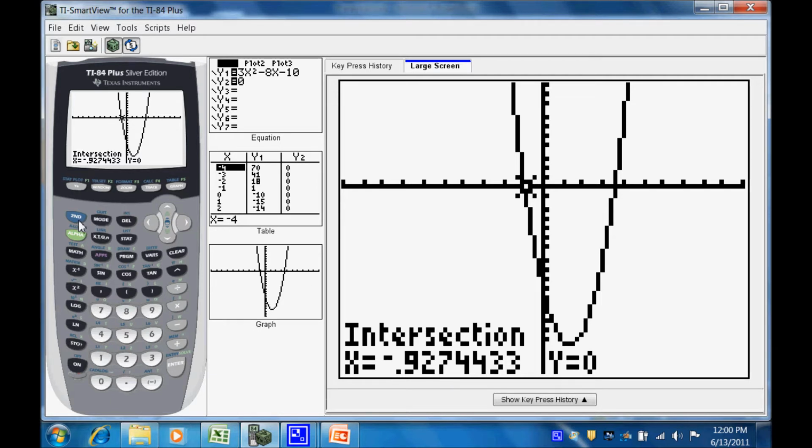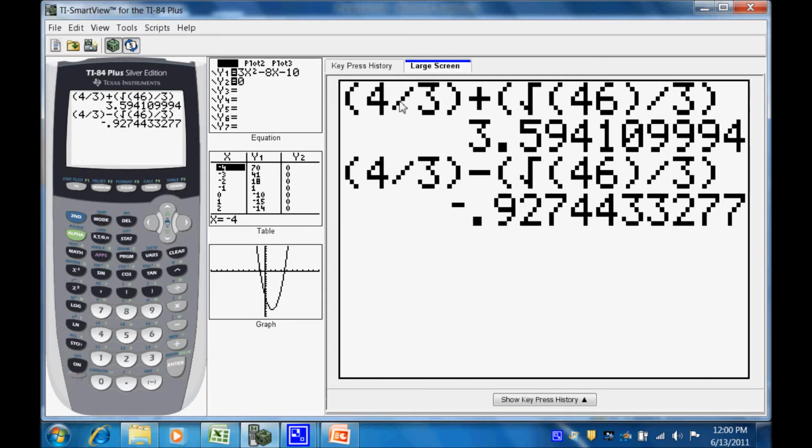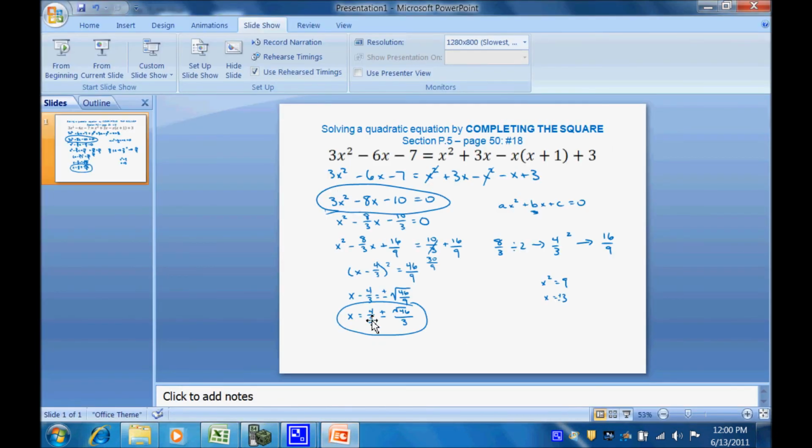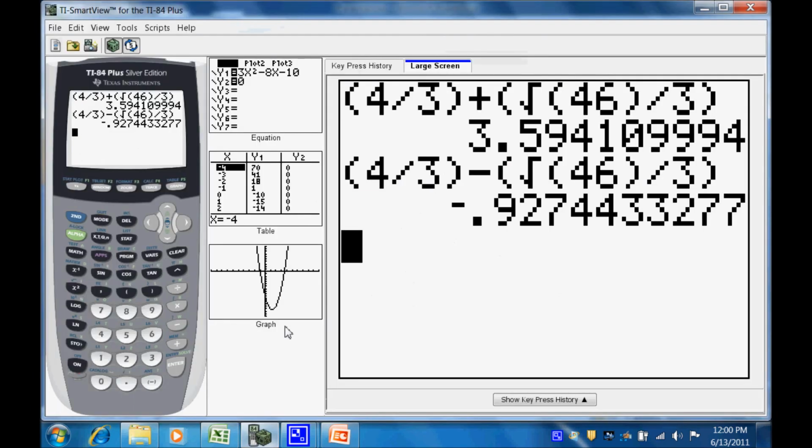Now I'm going to go to my home screen. I knew what answers we were going to get, so I plugged them in. So this is what we got from completing the square. Remember, 4/3 plus square root of 46 over 3, and 4/3 minus the square root of 46 over 3. And notice these decimals that we got by plugging in our completing the square work are the exact same as our graphing values. Okay, sure, the graphing was easier, but one plus here is when we completed the square, we got exact values. However, when we graphed it, we only got decimal values, which are not exact.